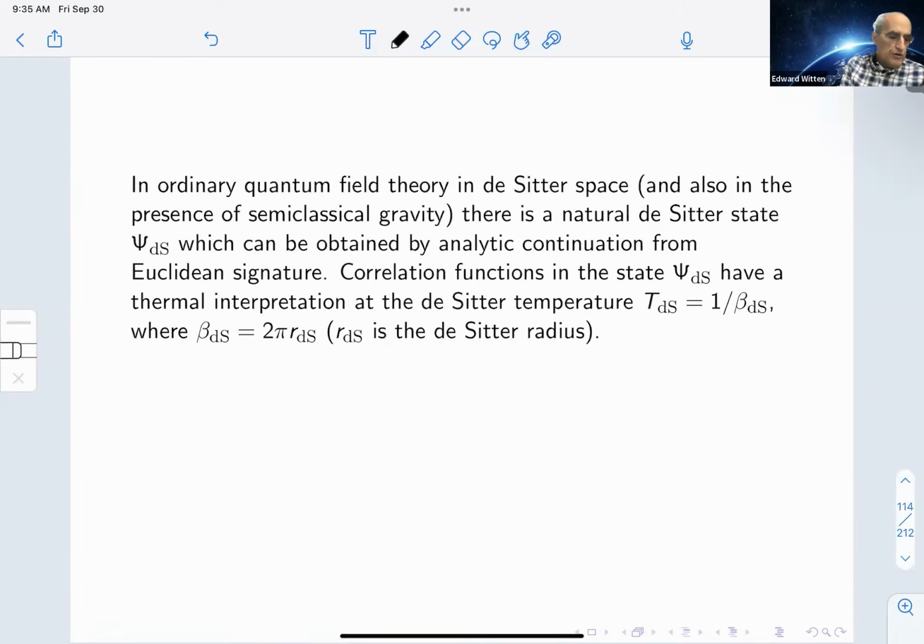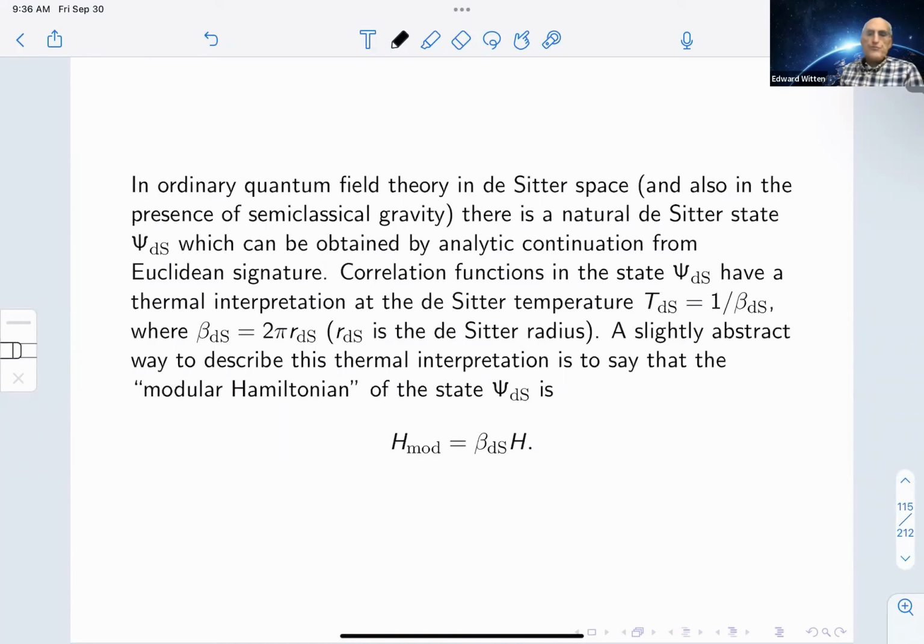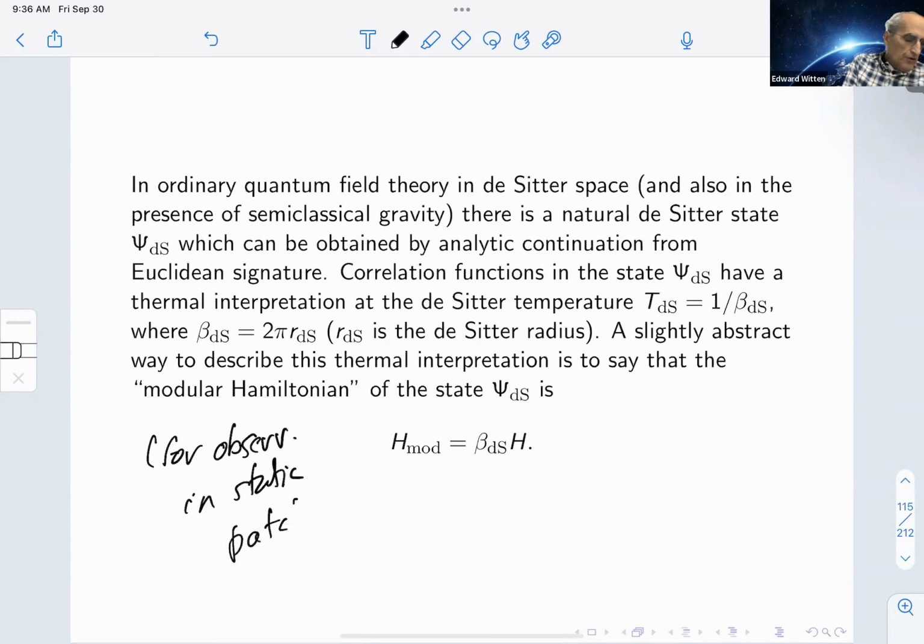The de Sitter temperature is 1 over beta, where r is the radius of de Sitter space and beta is the circumference, 2 pi times the radius. 1 over the circumference of the Euclidean sphere is the de Sitter temperature. And correlation functions in this state have a thermal interpretation at that temperature. A slightly abstract way to describe this thermal interpretation is to say that the modular Hamiltonian of the state psi dS, for observations in the static patch, is a multiple of the Hamiltonian. It's in fact beta times the Hamiltonian.